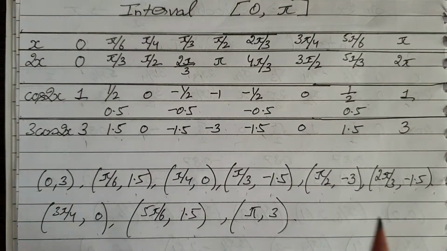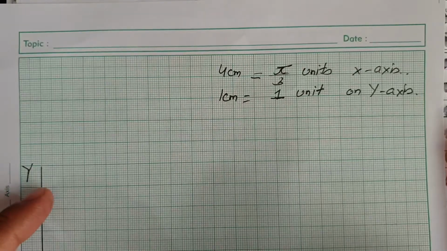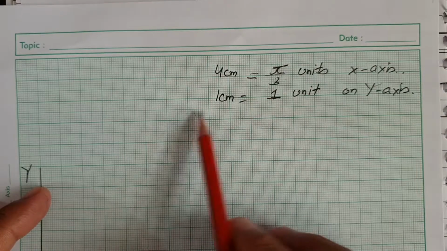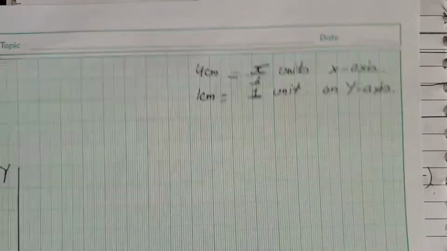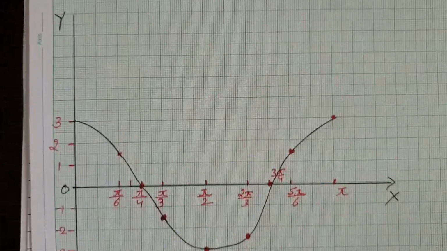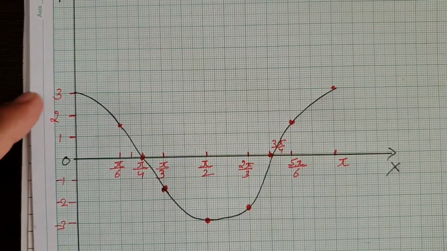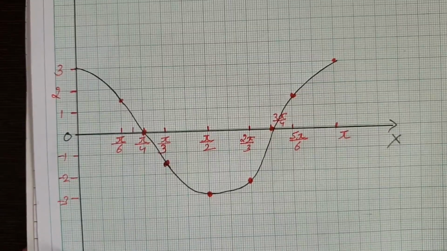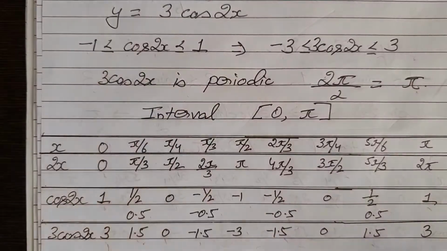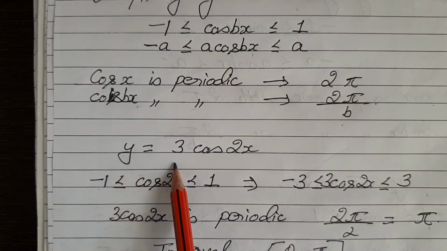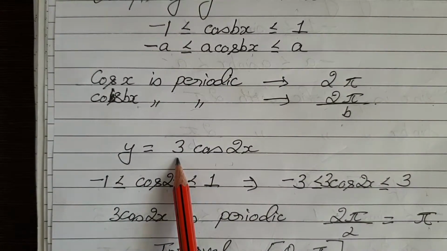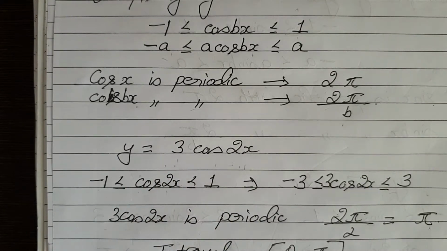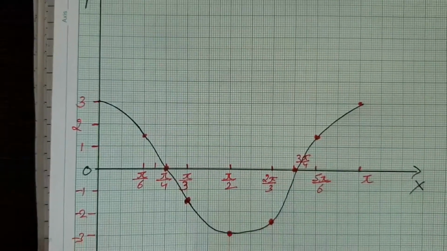Again, the scale that I have taken this time is the same as the previous one: 4 centimeters as pi by 3 units along the x-axis, 1 centimeter is 1 unit along the y-axis. So this will be the graph. Joining the points, we obtain the graph like this. Again, we see that the range is from 3 to minus 3, and this is periodic with period pi. So this will be the graph of y equals 3 cos 2x. The amplitude becomes 3 times, so the range will be 3 to minus 3, but the period is 2 pi divided by this number, which is pi. So this is the graph.